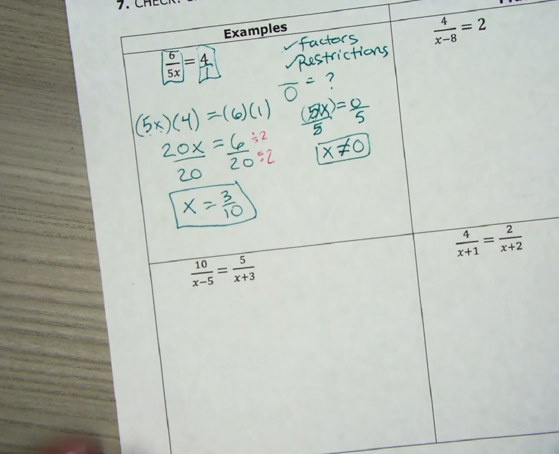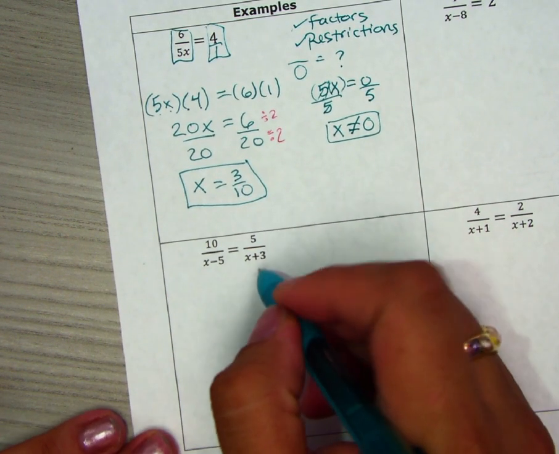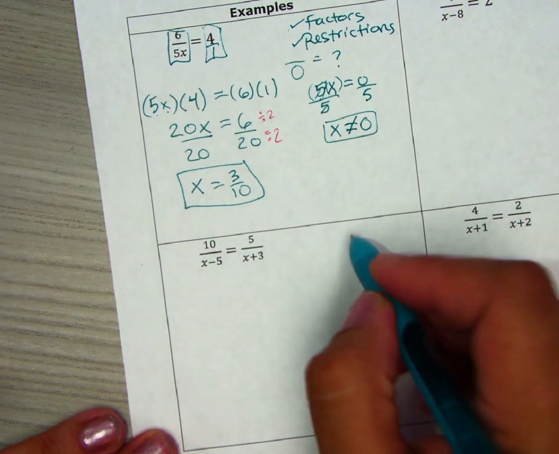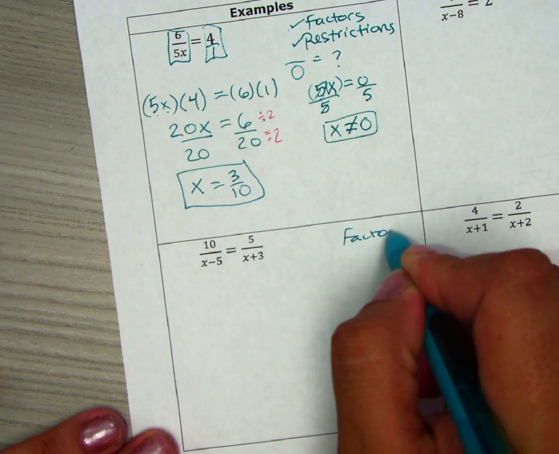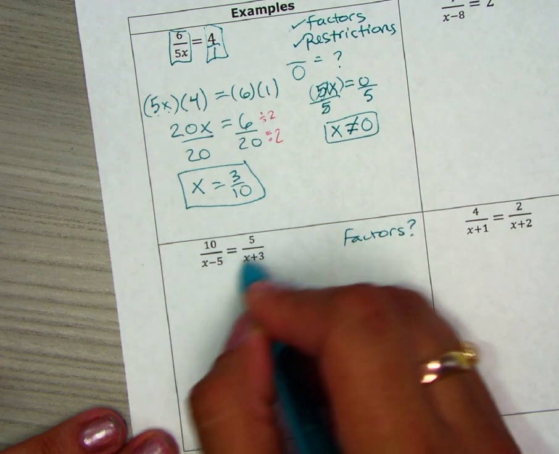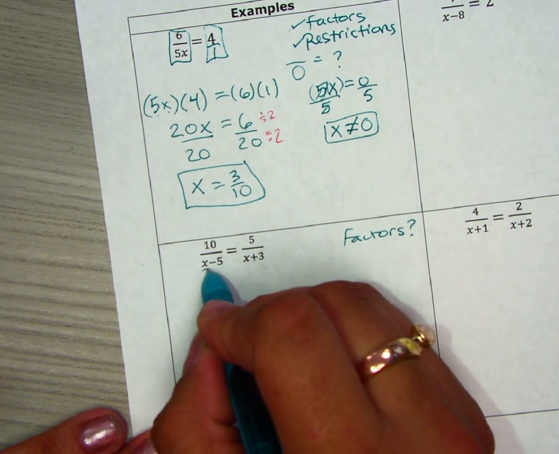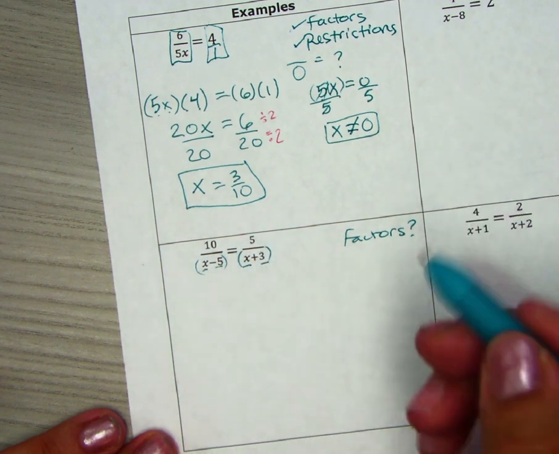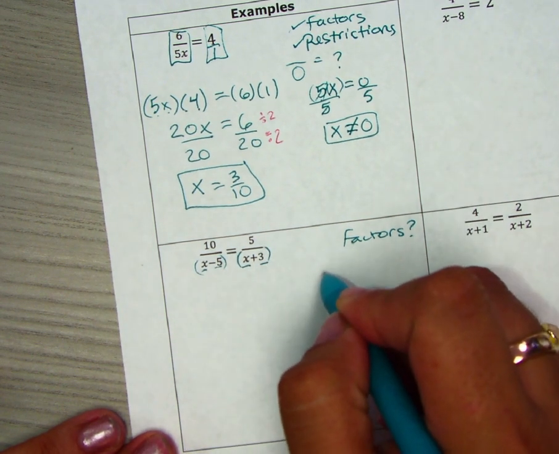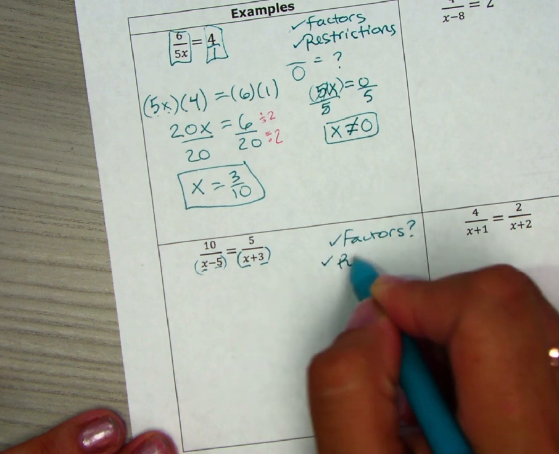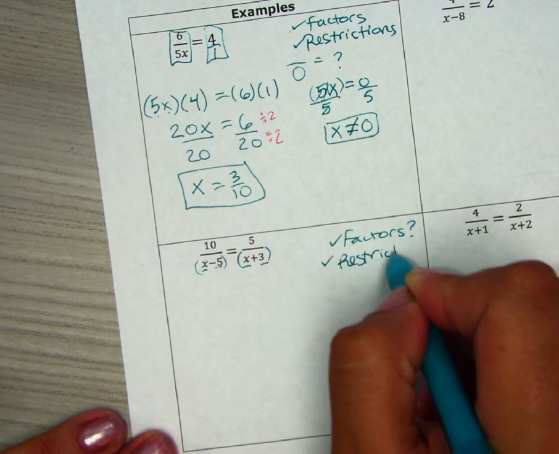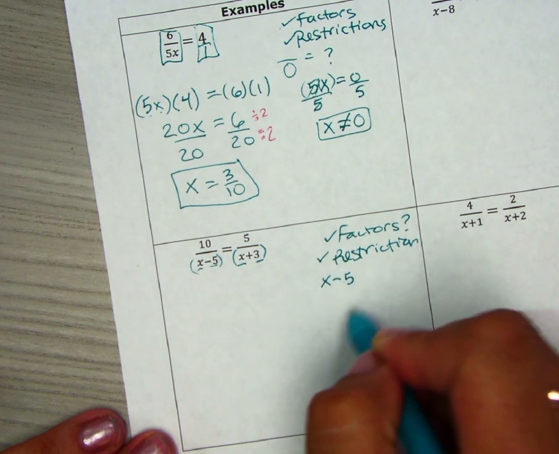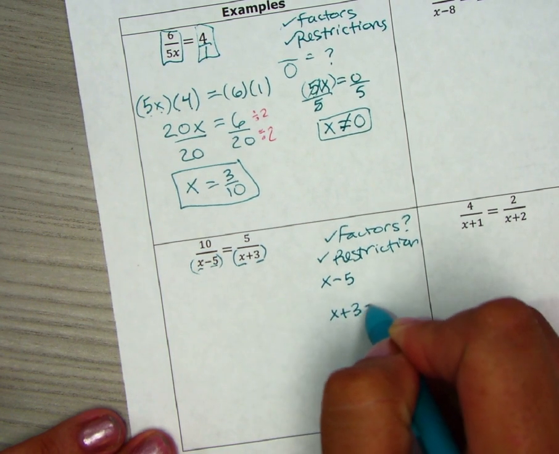Let's try another example. We have these two fractions, similar to the previous one, where we check if there are any factors. And nope, all of them are okay. This is a binomial, but it's still just one factor. Binomial, one factor. Next, we're going to do restrictions. This is where you look at the factors that you have as denominators, and you equal them to 0.